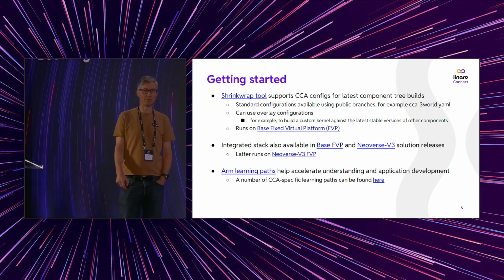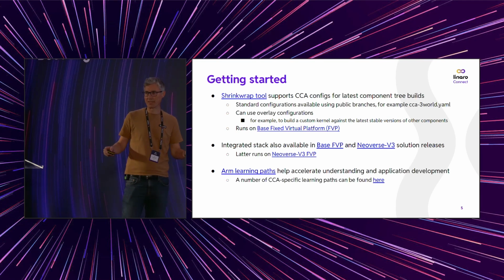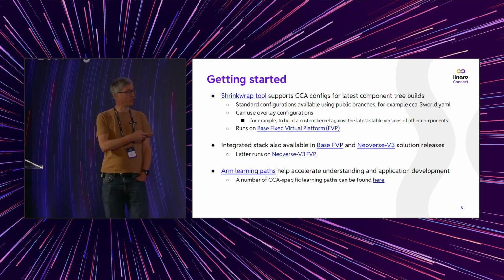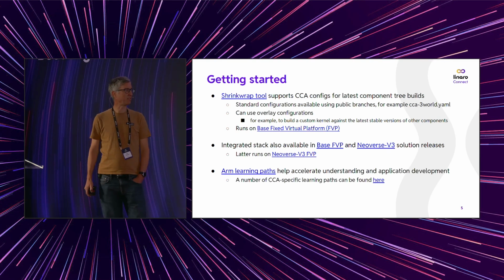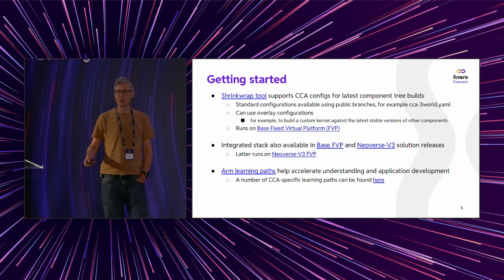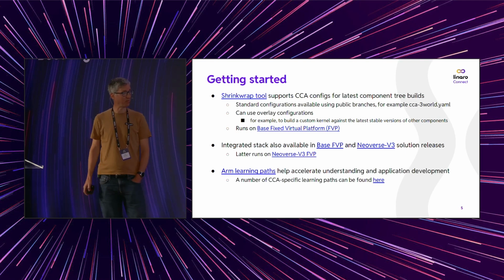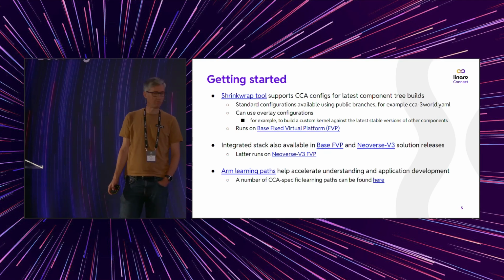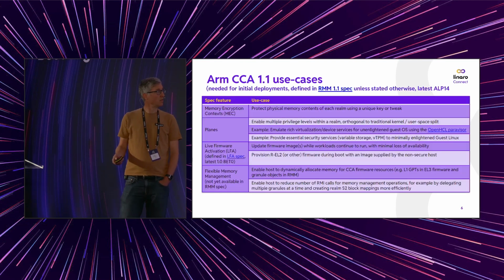Those Neoverse solution fixed virtual platforms have a more complete system architecture for CCA, some of the system IP available, and more CPU specific microarchitecture modeling in there. And then finally, another way to consume this is by Arm's learning paths, if you're just trying to understand how Arm CCA works and accelerate the application development side of things. There are a number of learning paths there. I've provided a link on the Arm developer website. I think about 6 different learning paths are now available.